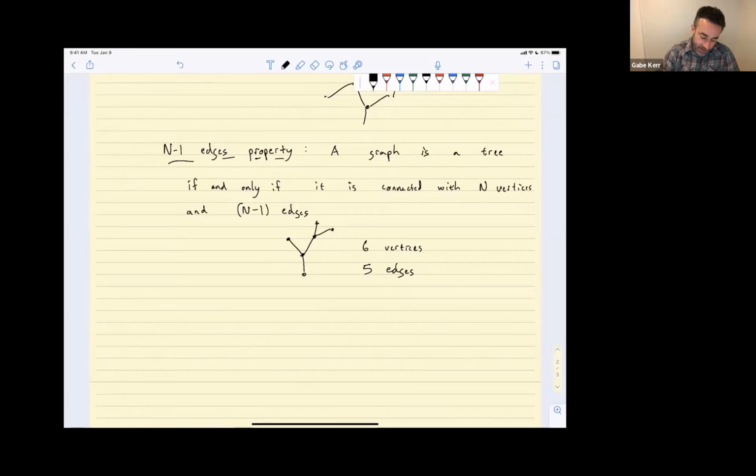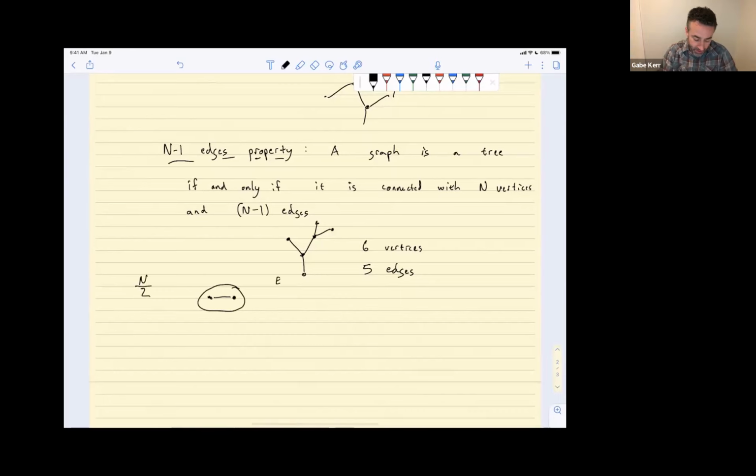So the thing about this is there's a simple inductive argument which says, okay, if I have two vertices, there's only one tree, and it is this tree here. This is the only tree I can have with two vertices.